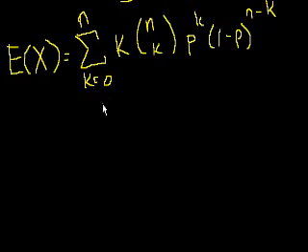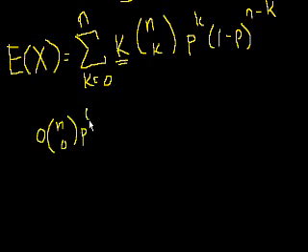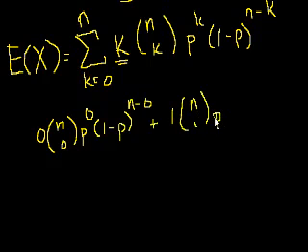So the first simplification we can make is we're summing from k equals 0 to n. So the first term here is going to have a k equals 0 here. This is going to be 0 in the first term. So if this first term is 0, then this whole thing is going to be 0, and the k equals 0th term won't contribute to the sum. Let me write that out. This sum could be written as 0 times n choose 0, times p to the 0, times 1 minus p to the n minus 0, plus 1 times n choose 1, times p to the 1, times 1 minus p to the n minus 1.